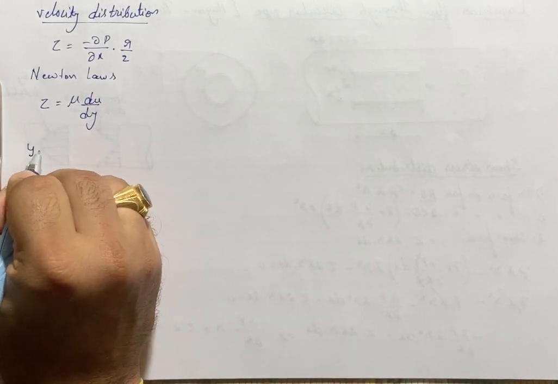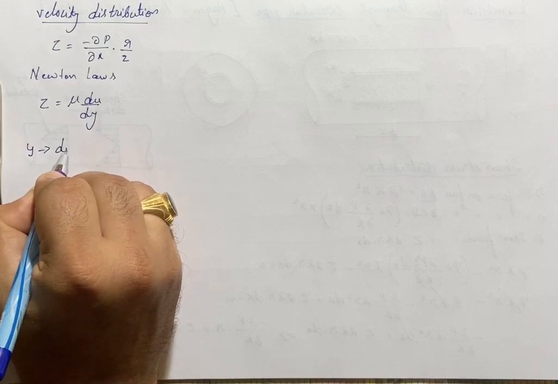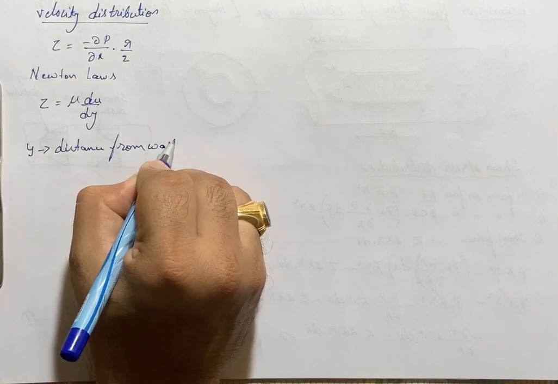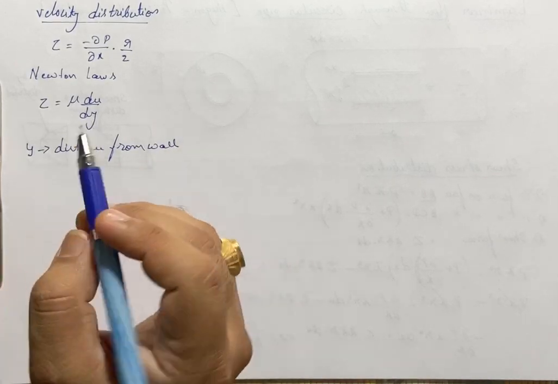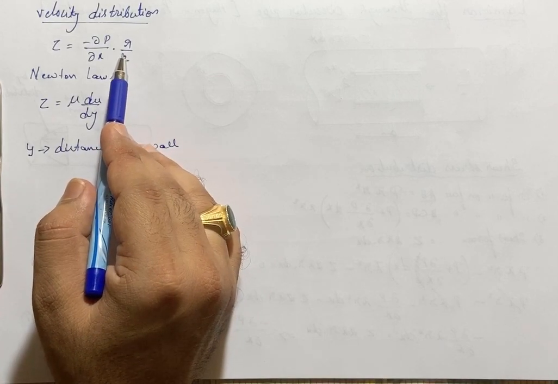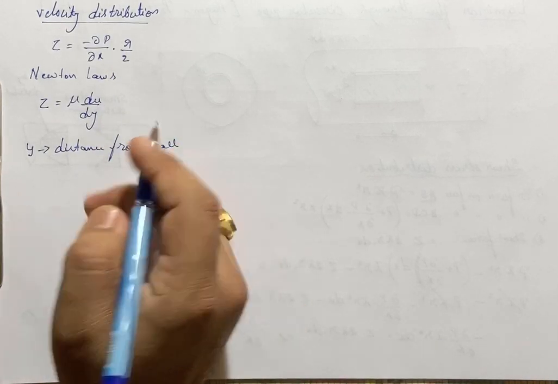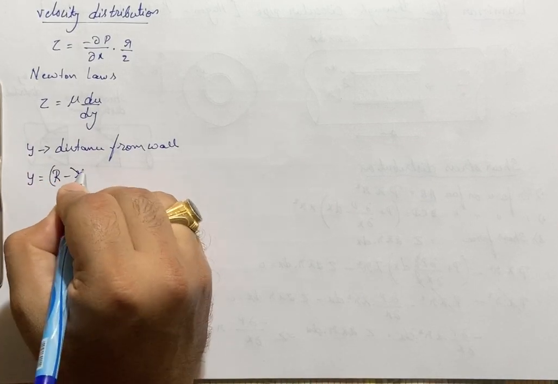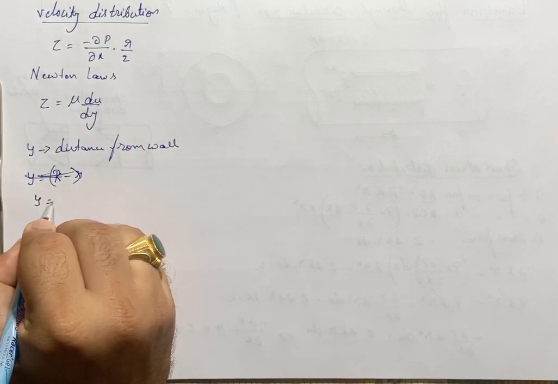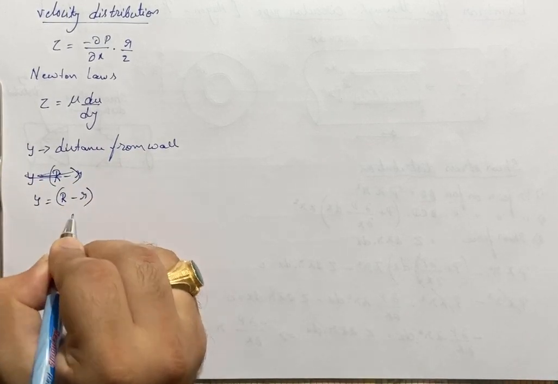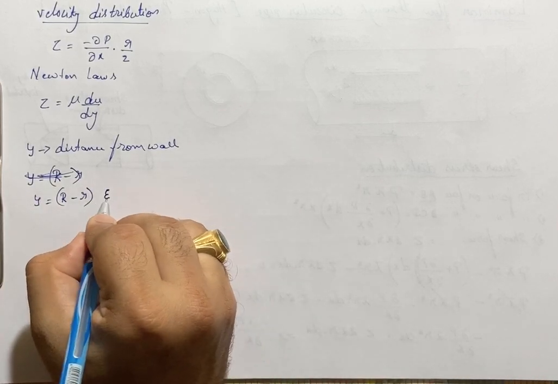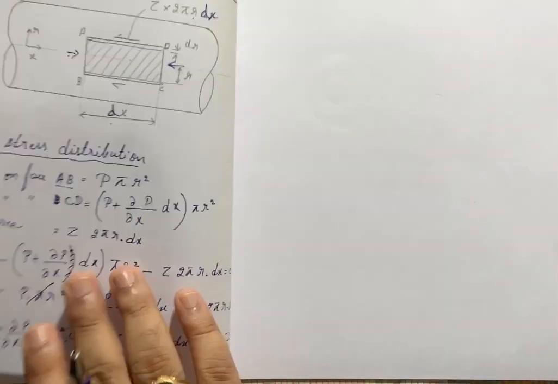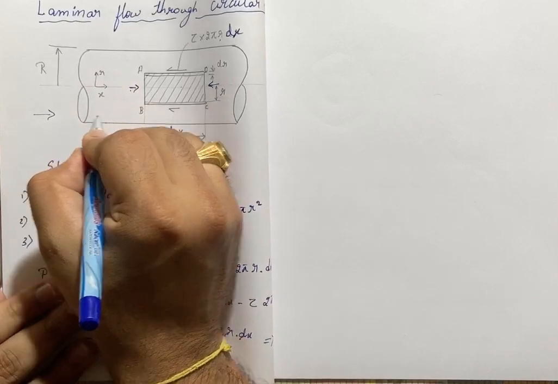Now, y is the distance measured from the wall surface, right? But here whatever we have taken, that is r or dr, is from the center of the section. So, I can write y is equal to capital R minus small r. But we need only dy. Dy will be what? Dy means from the wall surface here. When I take this one from here, the dy should be taken.